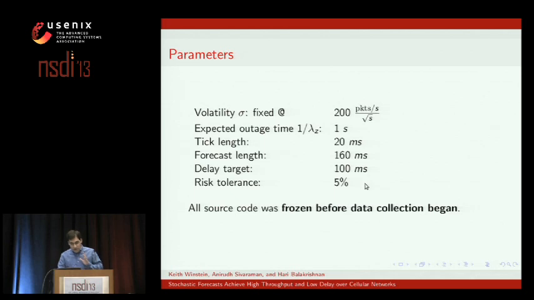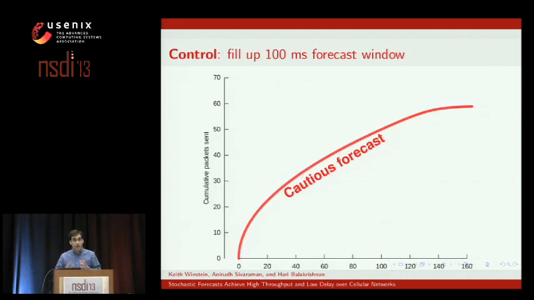But I should stress, this entire model and all of our source code was frozen before our data collection began. So these are not trained or tuned. There's no funny business here, but this is the model. We're not saying that this is what cellular networks do. We're just saying this is what our program does. So that was the prediction.